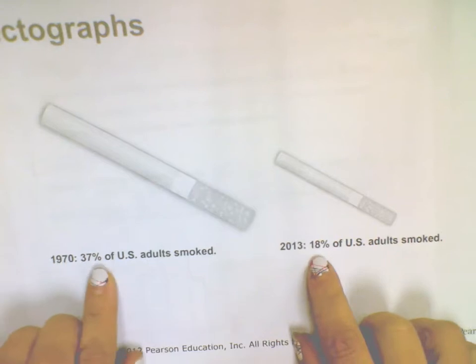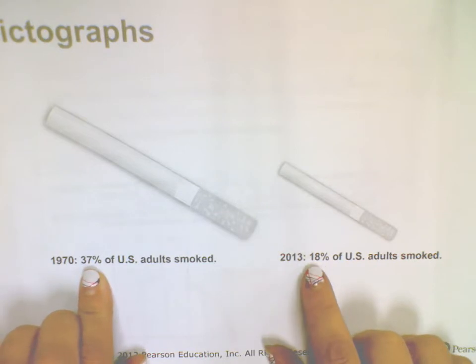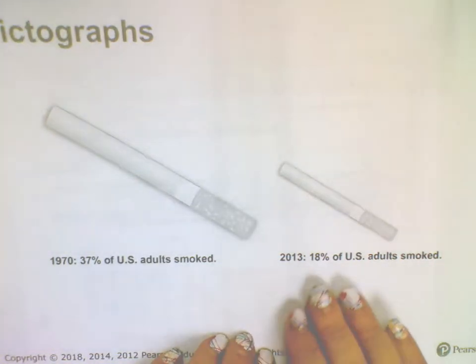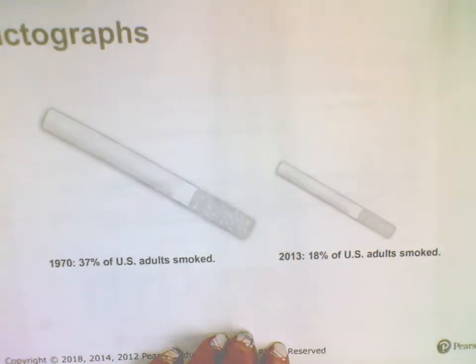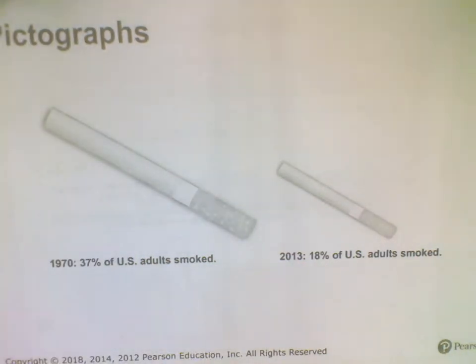So the statistic itself is probably fine. If you look at 18 and 37, 37 is approximately twice as much as 18. So when you look at just the statistics, you would say, okay, the amount of U.S. adults who smoke has been cut in about half.